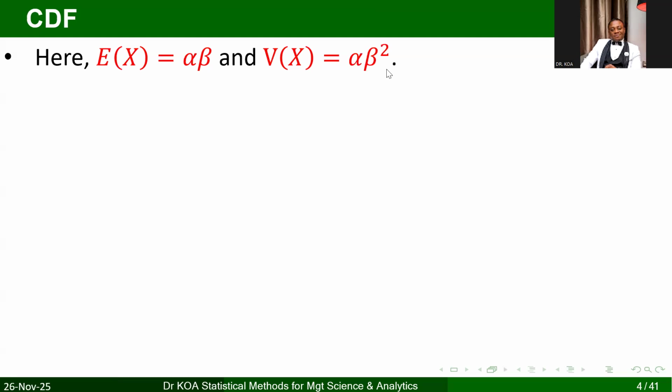Do you remember the Poisson? The mean is lambda and the variance is lambda. Do you remember? You see, now the distributions are becoming plenty in your head, isn't it? Yes, Doc.